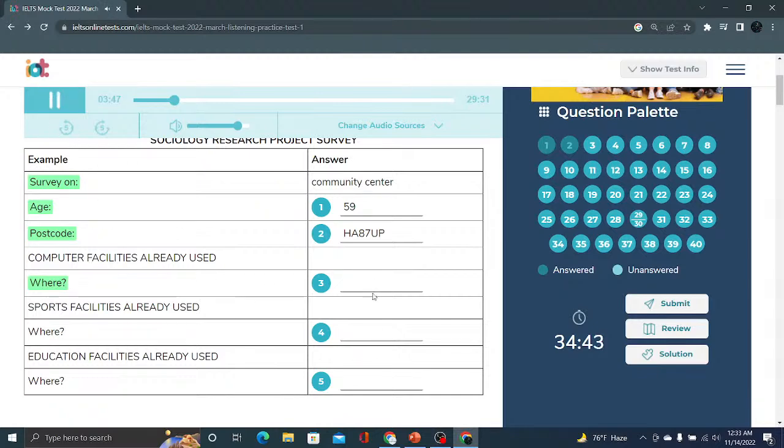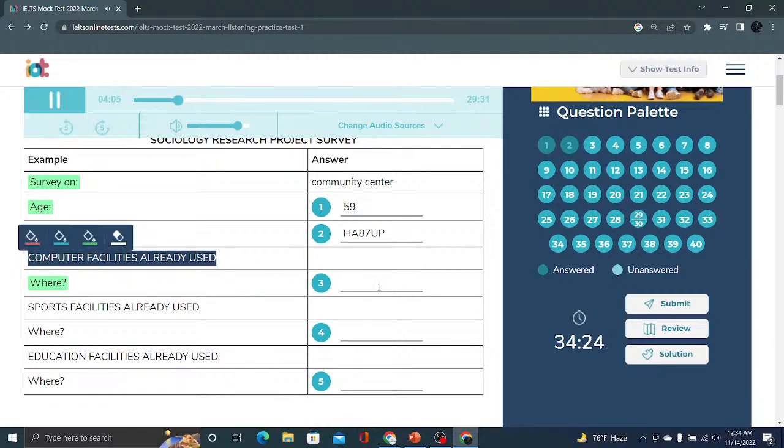Now, what about these questions? Yes, let's get started. One of the most important things we need to know is which of the facilities you already use. Okay. What about computer facilities? Do you currently use public computers anywhere in town?